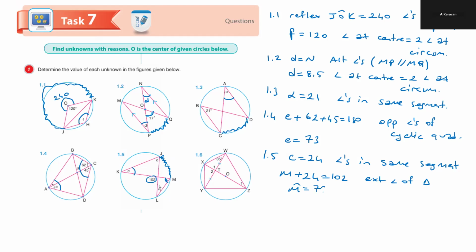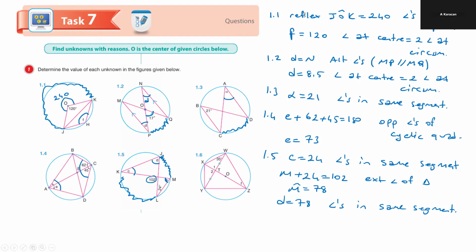Then angle M will be equal to 102 minus 24, that is 78. Then you can see that M is subtended by KL. D is also subtended by the same arc. So D is equal to 78, angles in the same segment. So you can see that it's all related to the theorem: angle at center is equal to 2 times angle at circumference.